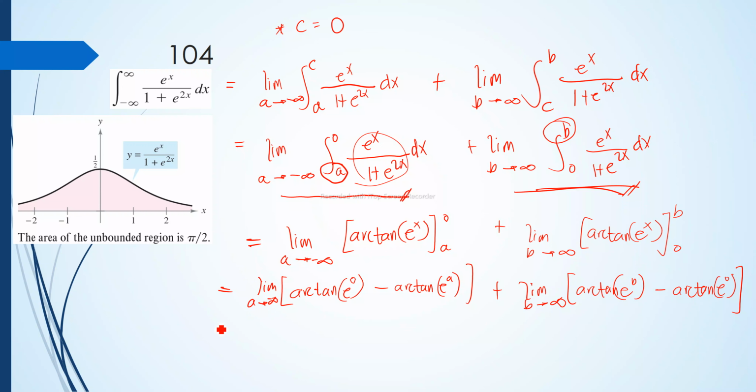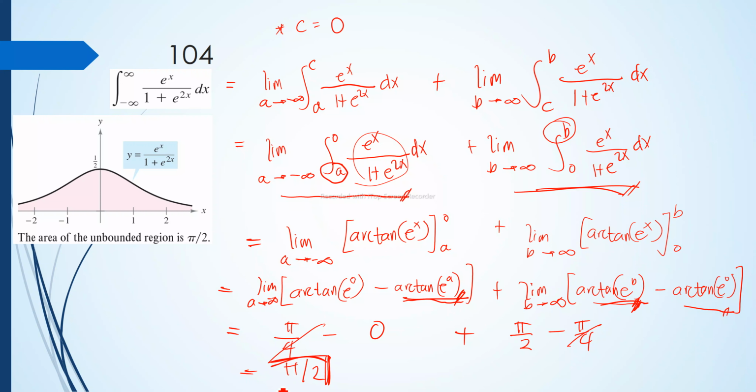So arctangent of 1, that is just equal to pi over 4, minus, as a approaches negative infinity, the function here is approaching 0, plus arctangent e to the b. So what will happen here as b approaches positive infinity? That approaches pi over 2, minus arctangent of e to the 0, arctangent of 1, that is just equal to pi over 4. So we have a pi over 4 and a negative pi over 4. Therefore, our final answer for this one is pi over 2.